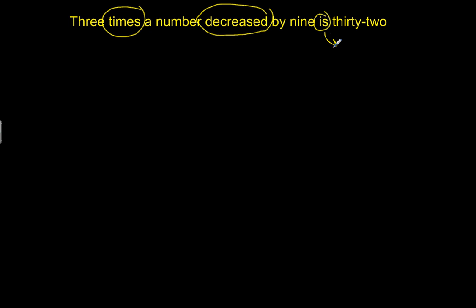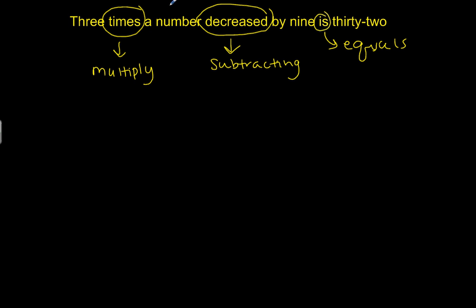We know that is the same thing as equals. And we know that decreased means it's going down, so we are subtracting, or if we're going down, we can think of it as a negative number like we did in the last problem. So subtracting or negative number. And then we have 3 times. Well, we know that 3 times x is the same thing as 3 multiplied by x, right? So times means multiply.